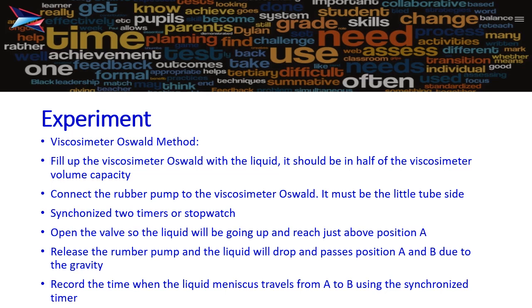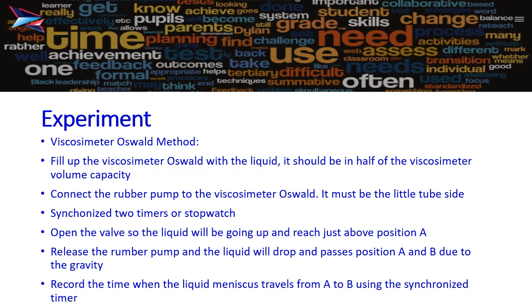All right. Then we need to synchronize two timers or stopwatches. It's quite similar to what you did in the first experiment, when you were using the Stokes friction method. So synchronize the two timers or stopwatches and open the valve so the liquid will go up and reach just above position A. So you measure two different positions, indicated by A and B, okay?